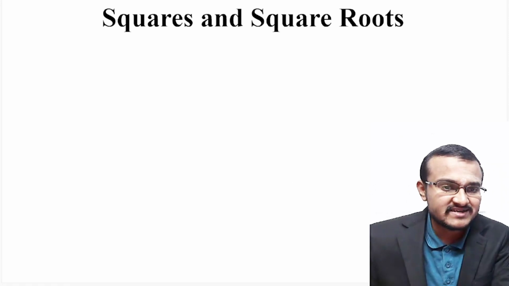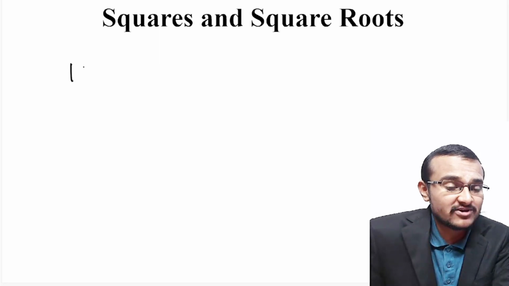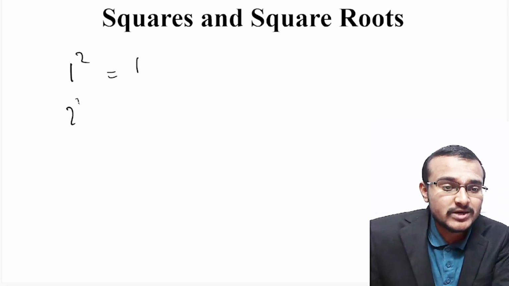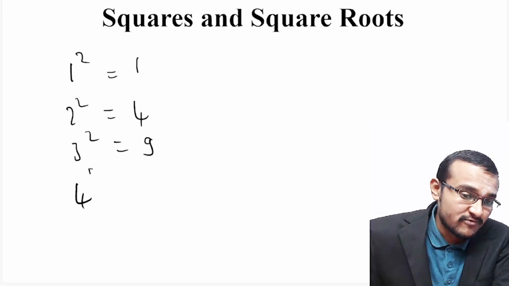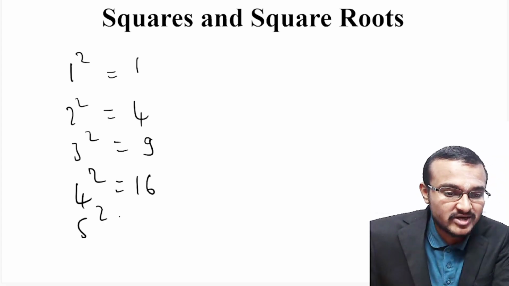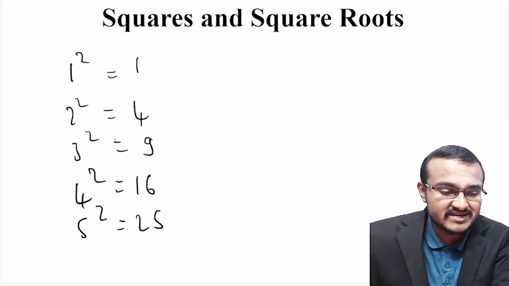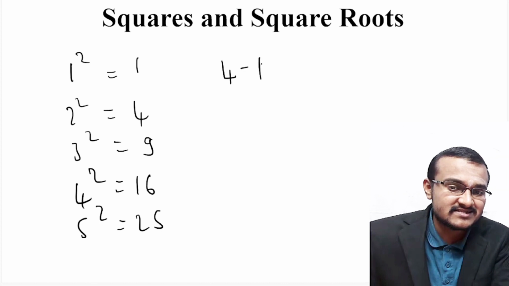Coming to the next property, there is again some fun game with numbers. You can take the square of natural numbers. Let's start from 1. 1 square is equal to 1. 2 square is equal to 4. 3 square is equal to 9. Similarly, 4 square is equal to 16. 5 square is equal to 25. So here you can see I have taken the squares of natural numbers from 1 till 5. If I perform subtraction between a higher square number and its previous square number, you can easily see there is some difference in it.